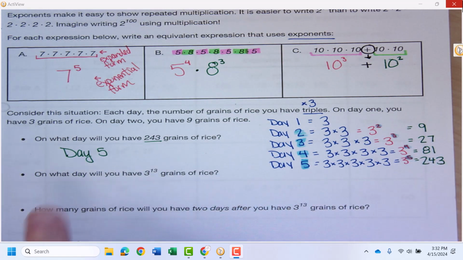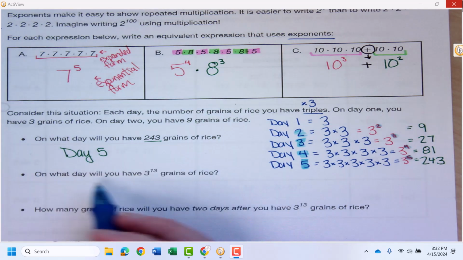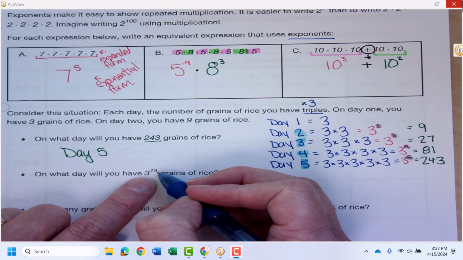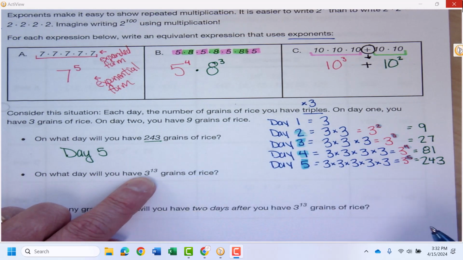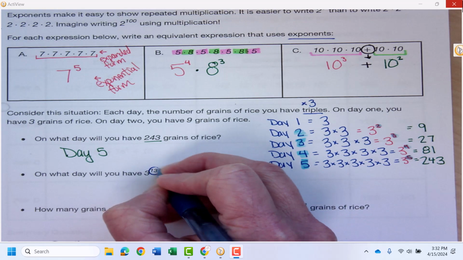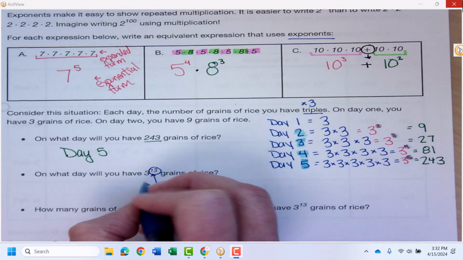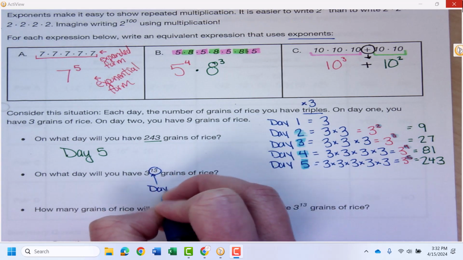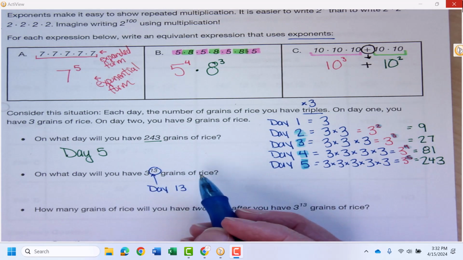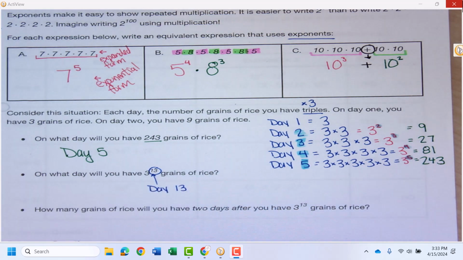So we don't have to work too hard to figure out the day that we're going to have 3 to the 13th power grains of rice. Well, on day 5, we had 3 to the 5th power grains of rice. So it must be on the 13th day. That's when I've multiplied 3 by itself 13 times. I've tripled something 13 times.